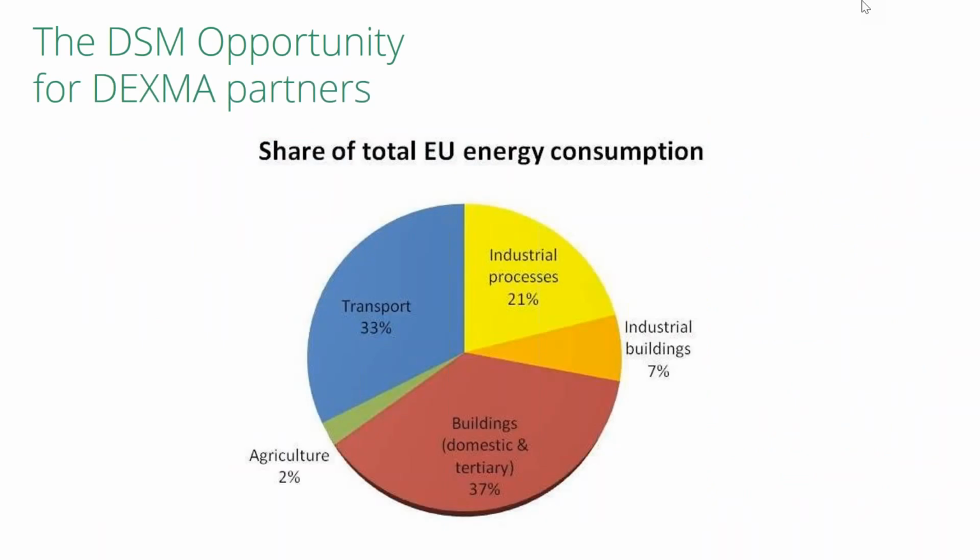Okay. So why is this important for Dexma partners? Because the main assets that are integrated into our platforms are buildings. And as we can see in this chart, for instance, in Europe, domestic and tertiary buildings account for almost 40% of the total energy consumption, and industrial buildings 7%. So let's say half of energy consumption comes from buildings.